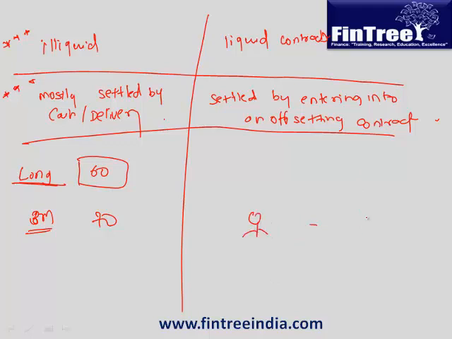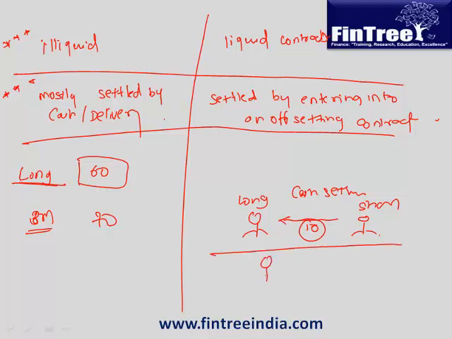See, this is long, this is short. The first settlement is cash settlement. I have a right to buy at 60, and the price in the market is 70. Do I have a benefit? Benefit of how much? 10 rupees. That short will simply come and give me 10 rupees. That's called a cash settlement.